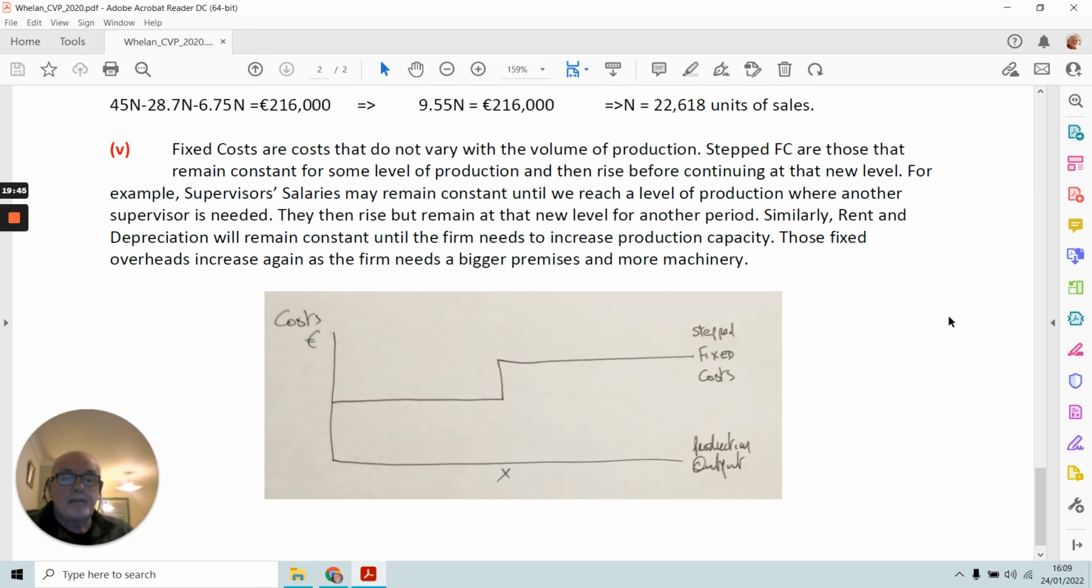Similarly, rent and depreciation would remain constant until the firm needs to increase production capacity. But once you increase that capacity by having bigger premises and more machinery, you would then of course have more depreciation on premises and more depreciation on machinery, so they'd step up and carry on at their new level. Stick with it, keep going.